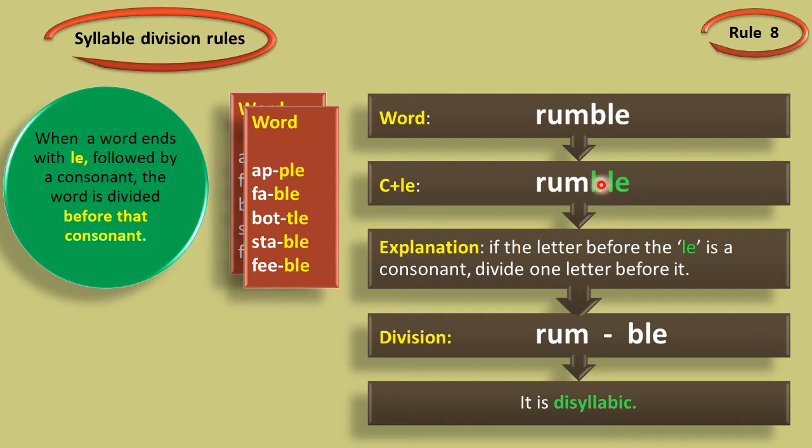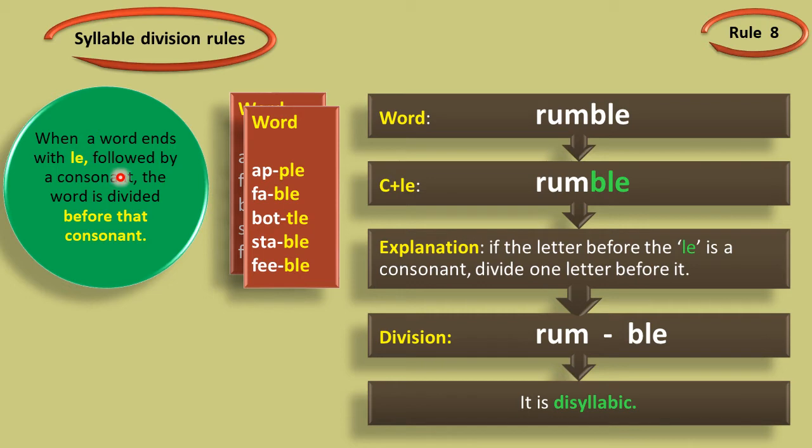That means before B you have to put a hyphen. That means you have to divide the syllable. Do you understand? RUM hyphen BLE. So where is the division? In between M and B. Why? Because of this rule.